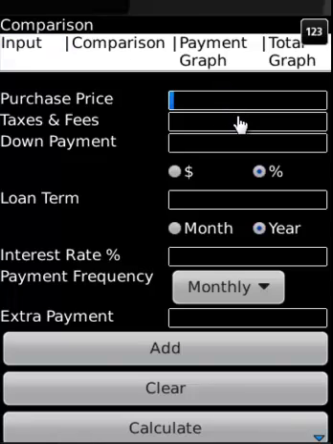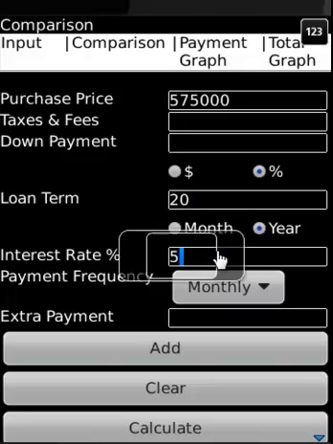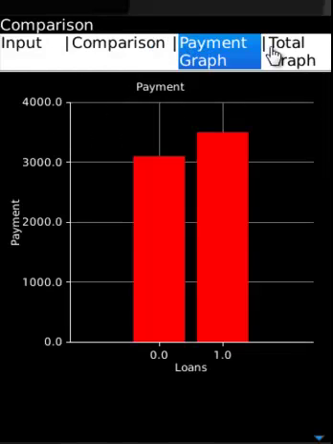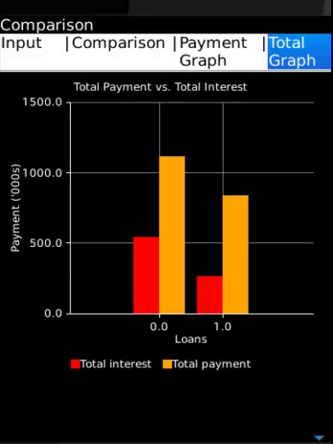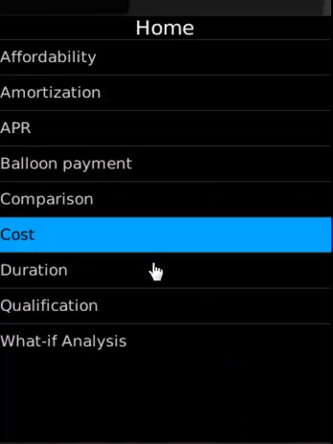Comparison. You can compare two or more loans. So here the loan term is 30 years and 5%. After that, the loan term is 20 years and 4%. So we add that. Now we calculate. So comparison, payment graphs, total payment versus total interest. Now loan cost: 575,000, loan term is 30 years, total interest is 5.5%, APR is 5.375%. We want to find out the cost, and that's the cost involved.